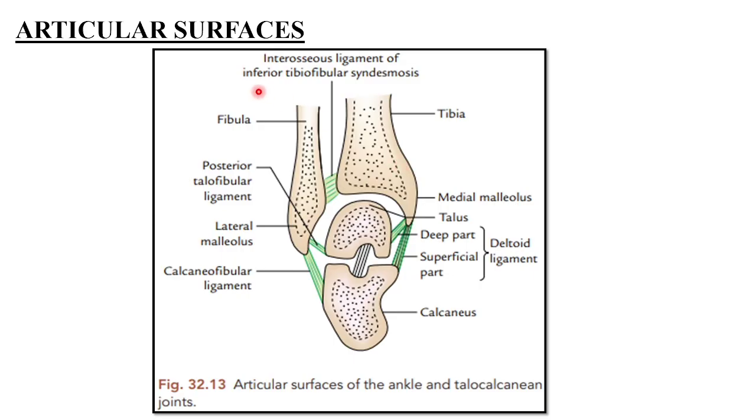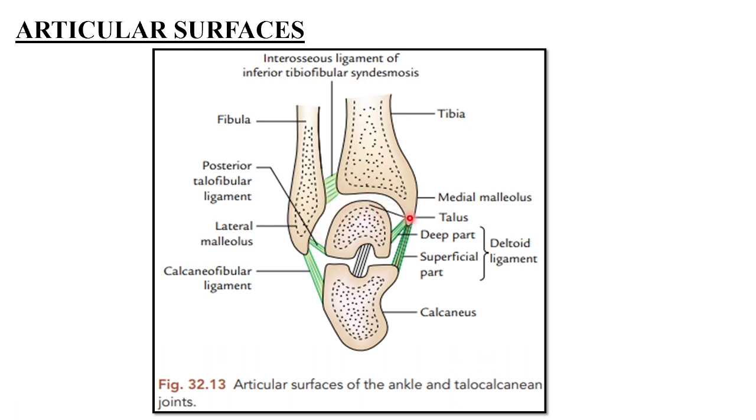Coming to the articular surfaces. As you know, there are two articular surfaces in order to form a joint, that is your proximal articular surface and your distal articular surface. The proximal articular surface is formed by three different structures. That is the lower end of your tibia, including its medial malleolus. Next is the lateral malleolus of your fibula. And the third structure is the inferior transverse tibiofibular ligament. These three together form a deep socket known as the tibiofibular socket.